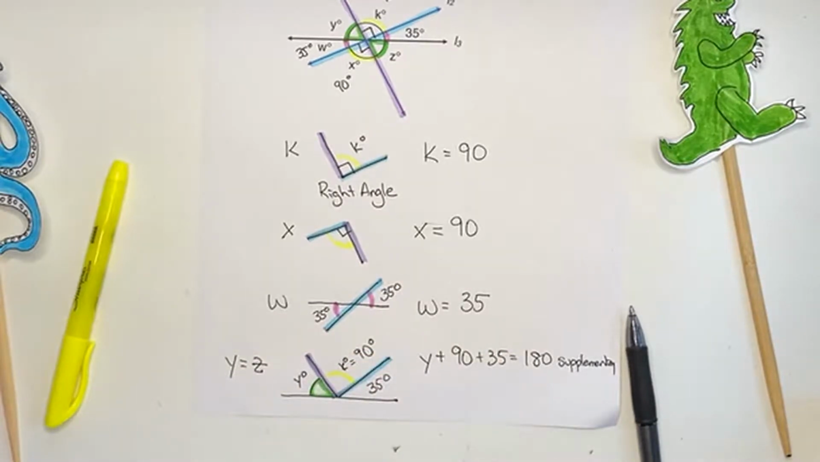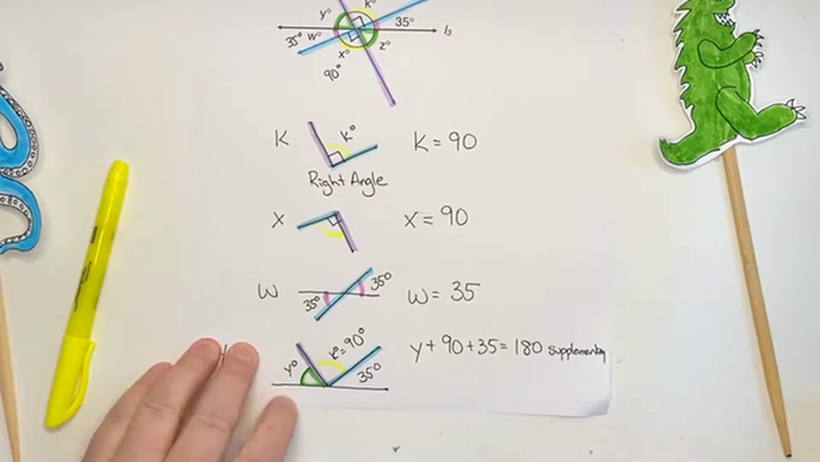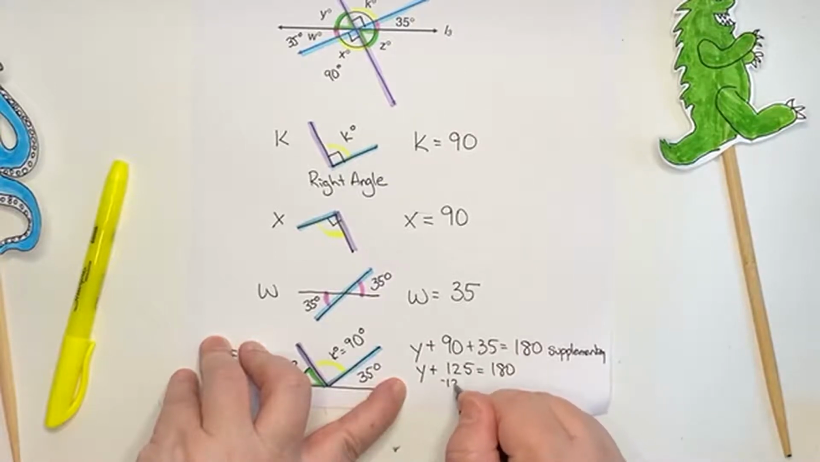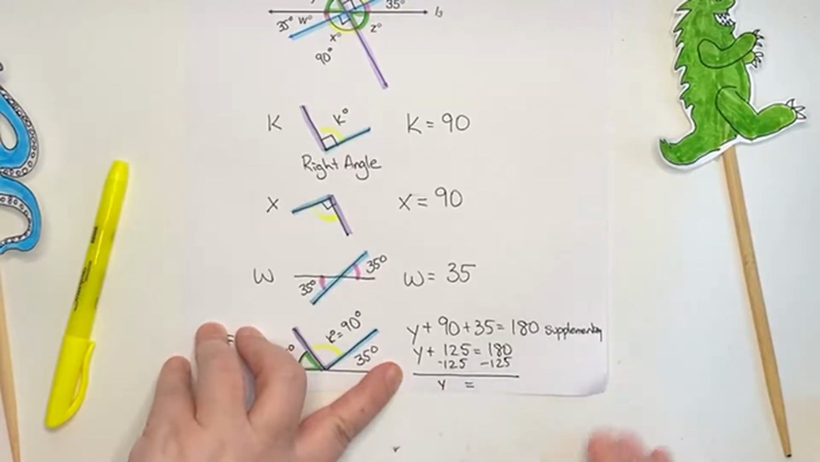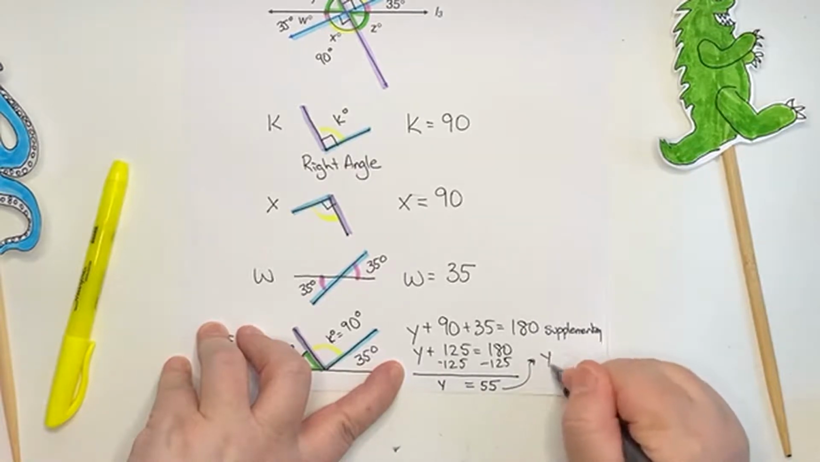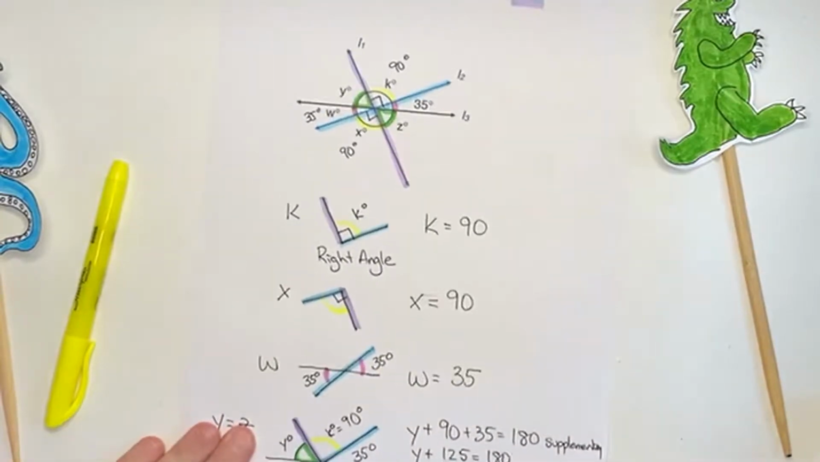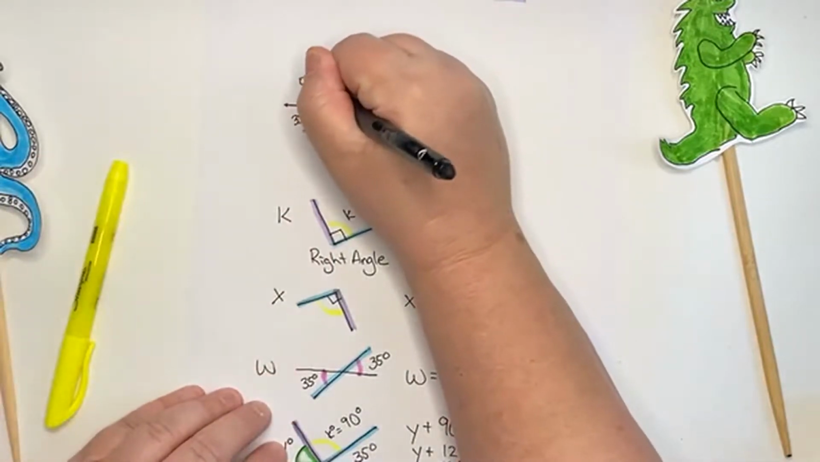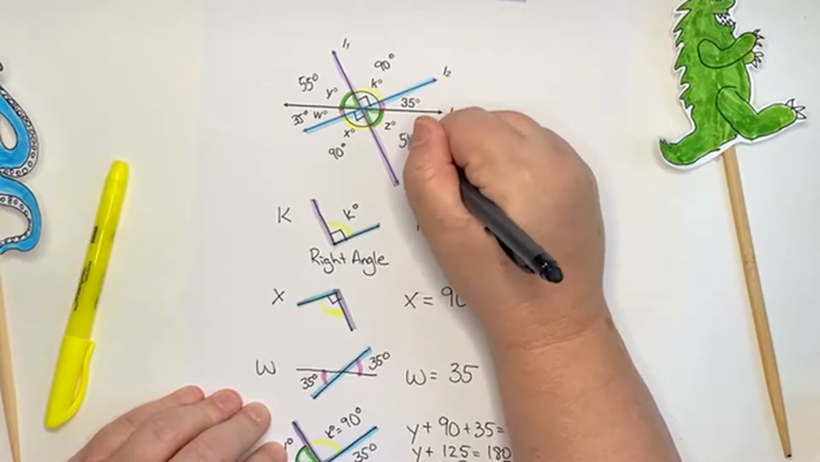There we go. Can we solve for Y? Absolutely. Y plus 125 equals 180. So Y equals, calculate, 2 from the 5 from the 0, carry the 1. Oh my goodness. So we're going to end up with, I think, 55. Do we think that's correct? So Y equals 55, which means the angle opposite it, these two are vertical angles. So if Y is 55 degrees, what is Z? Z is also 55 degrees.